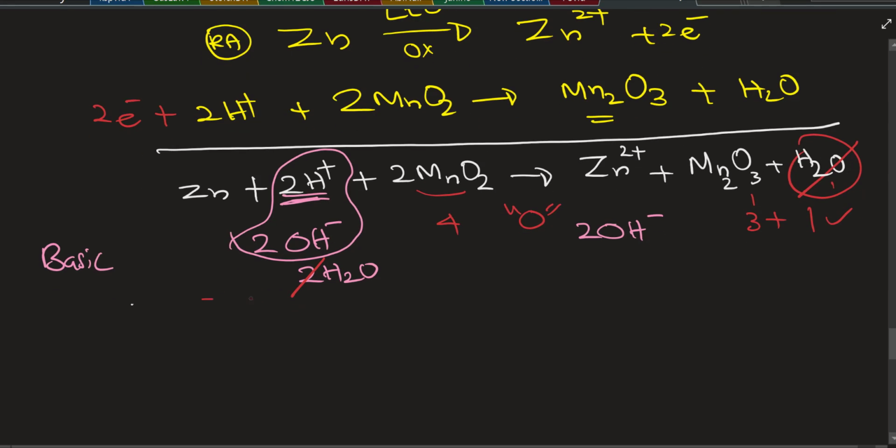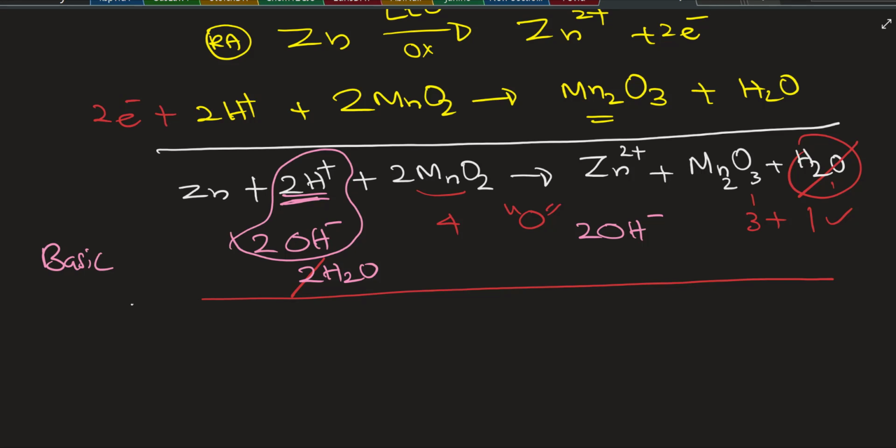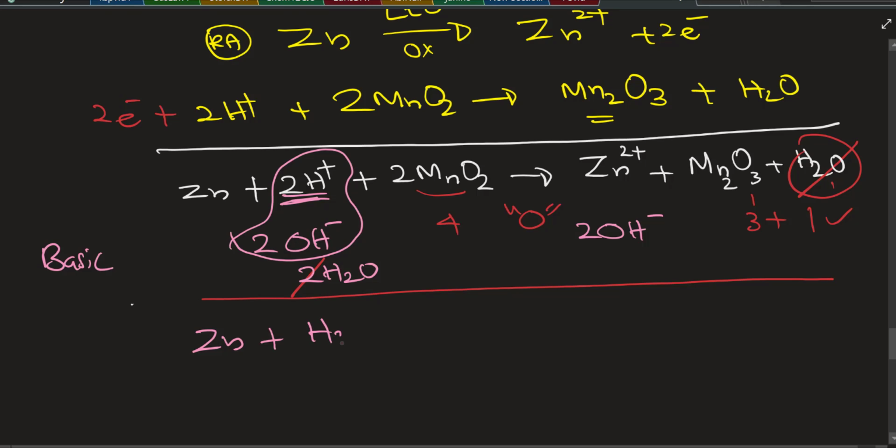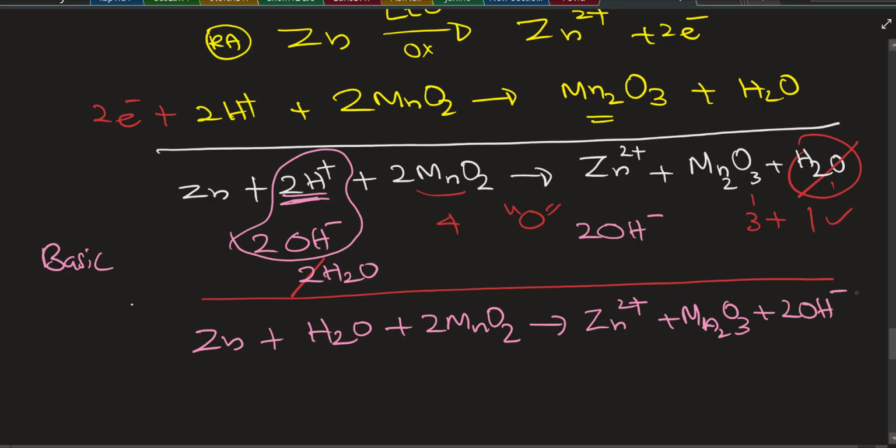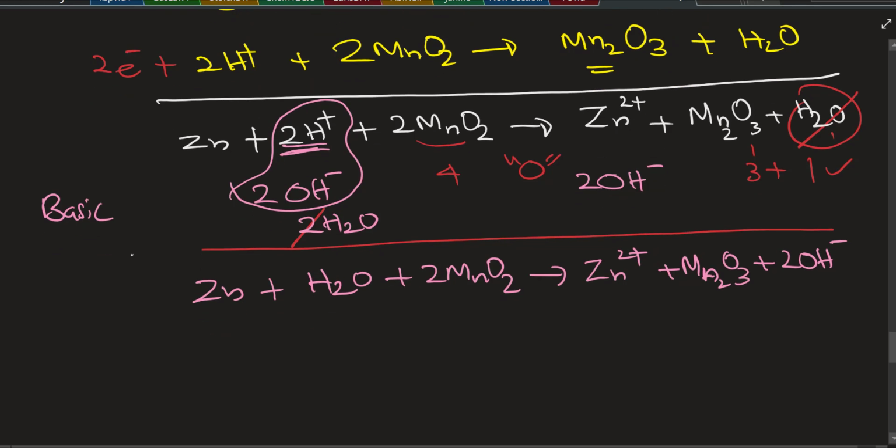Now we have 2 water on your left, 1 water on the right. Cancel the water as much as you can, and now we add together. So you have zinc, and you have 1 water left here, and 2 MnO2 goes into zinc 2 plus and Mn2O3 and 2OH minus. Now it's basic. That's how we do it. So one last line to make it basic.